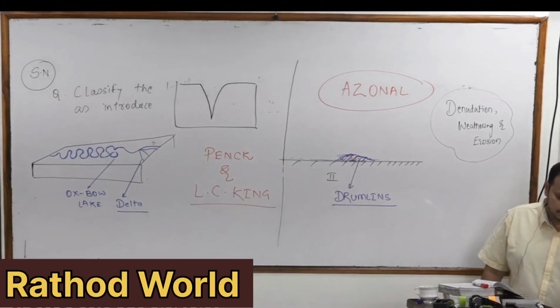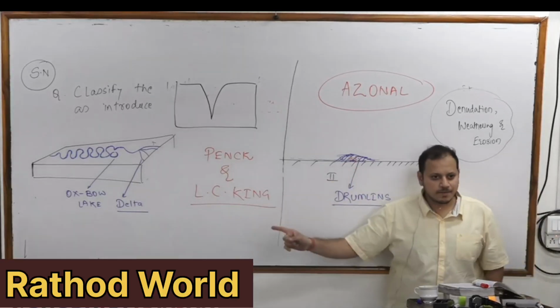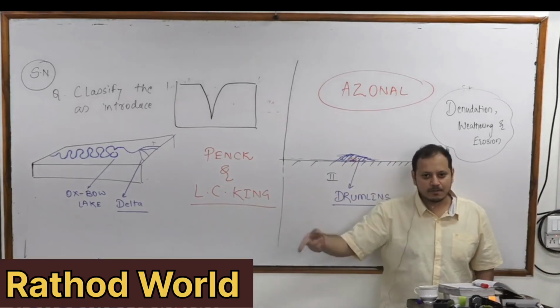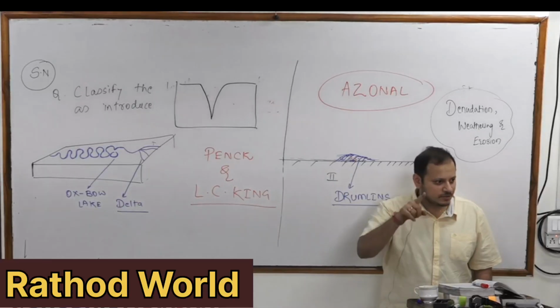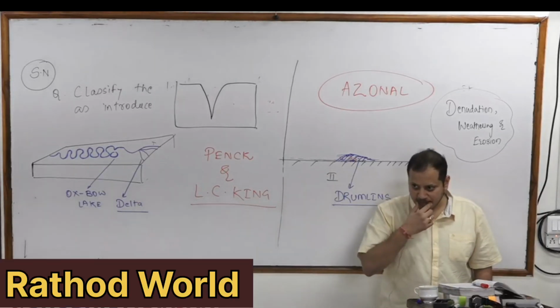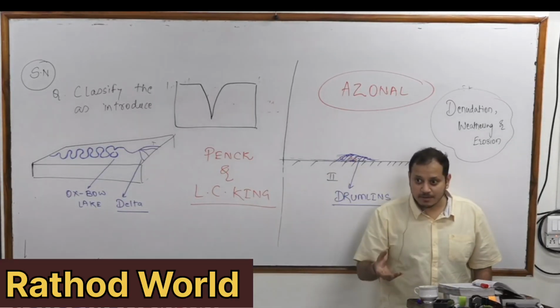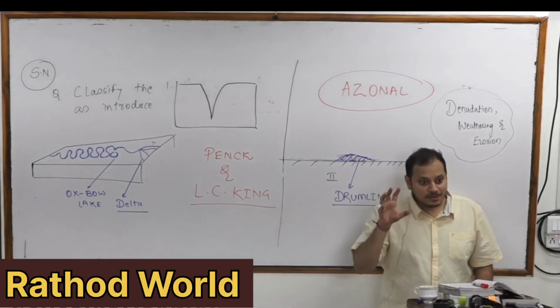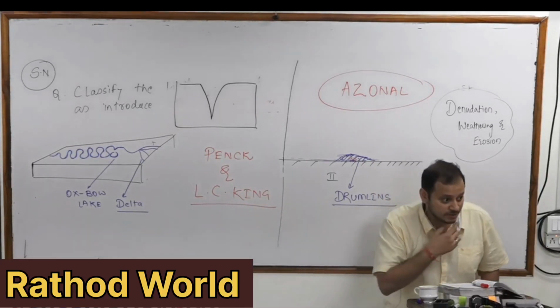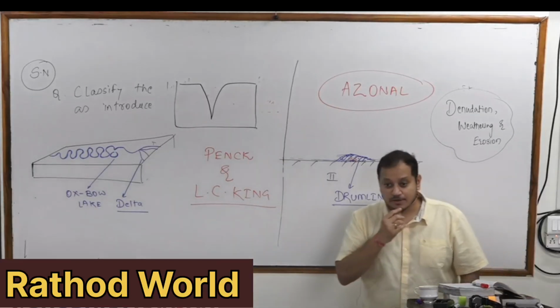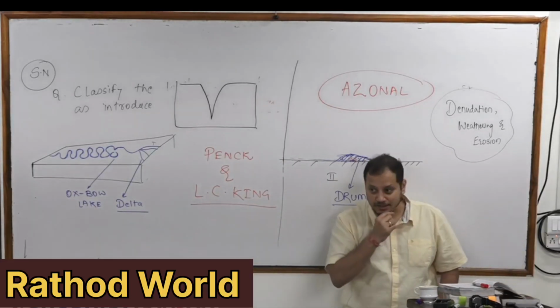L.C. King. Davis, normal cycle of erosion. Penck rectified his normal cycle of erosion and said endogenetic and exogenetic forces apply simultaneously. L.C. King is the normal cycle of erosion of Davis but studied in the desert regions, because Davis applied his normal cycle of erosion to the rivers, not to the deserts.